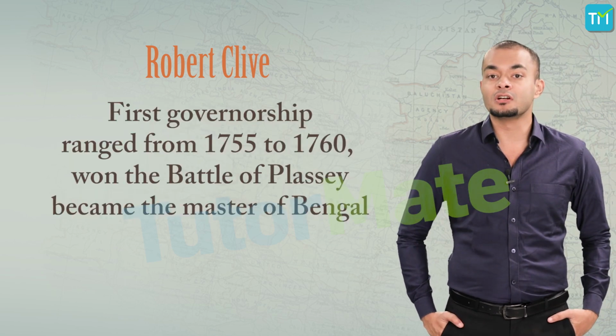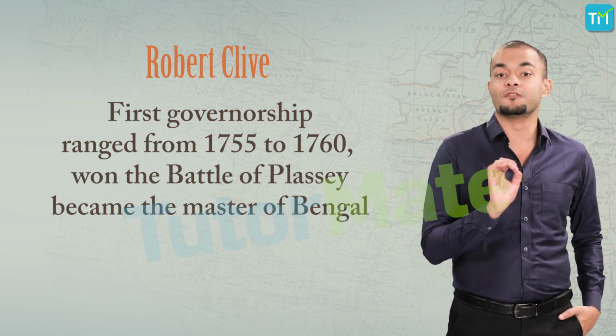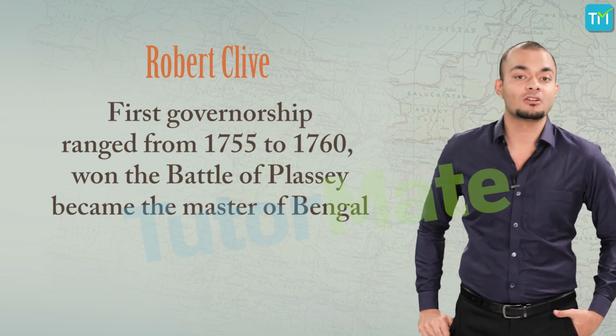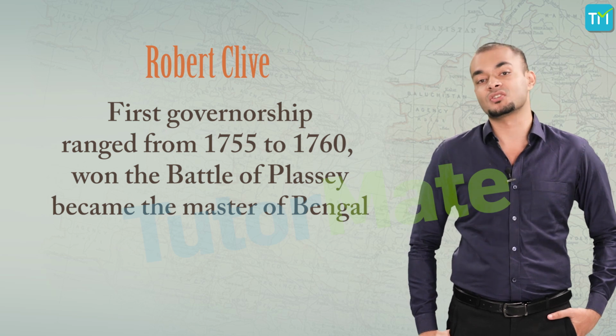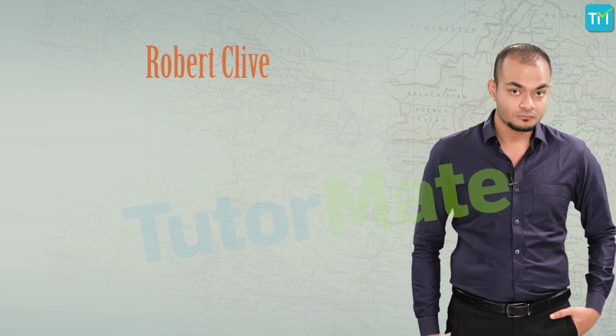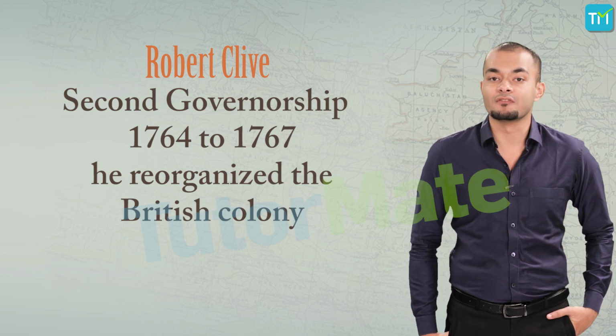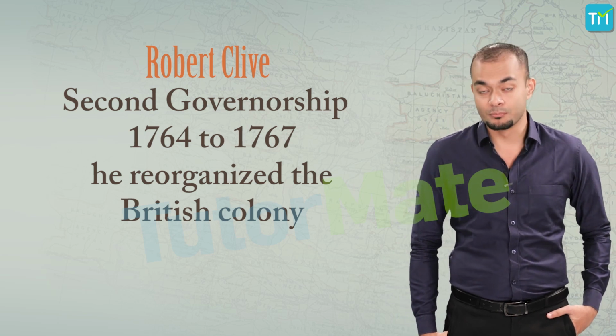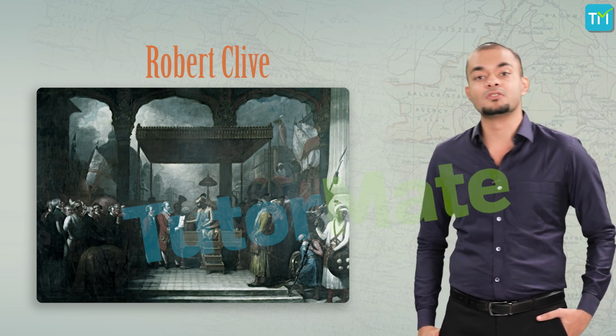In his first governorship, which ranged from 1755 to 1760, he won the famous Battle of Plassey and went on to become the master of Bengal. In his second governorship, from 1764 to 1767, he reorganized the British colony. Here, Robert Clive is seen accepting the Diwani of Bengal, Bihar and Orissa from the Mughal ruler in 1765. It is a display of a majestic occasion taking place in a grand setting.